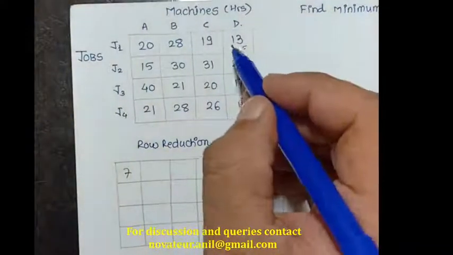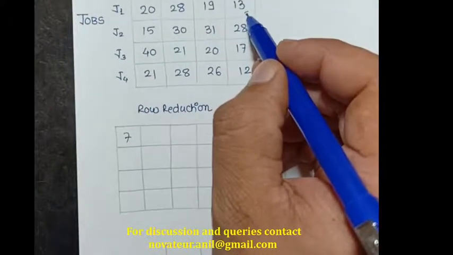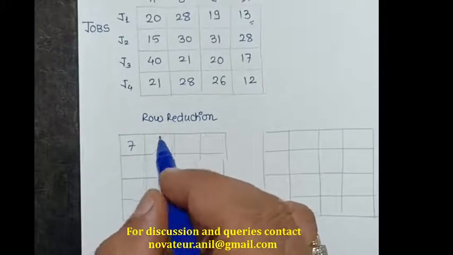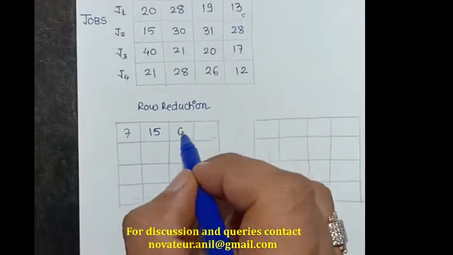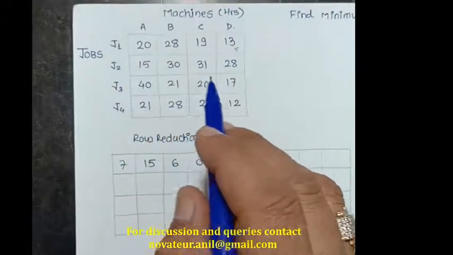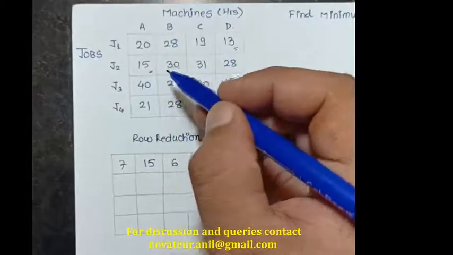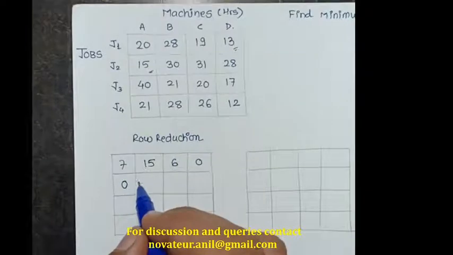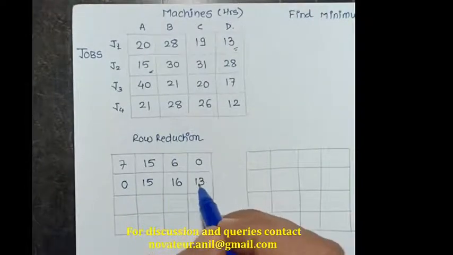So if I identify the smallest element in the first row, it is 13, so I will subtract 13 from the rest of the elements. So 20 minus 13 is 7, 28 minus 13 is 15, 19 minus 13 is 6, and this is 0. Similarly, I'll perform the same for row 2. The smallest element is 15. I'll subtract 15 from the rest of the elements: 15, 0, 15, 16 and 13.